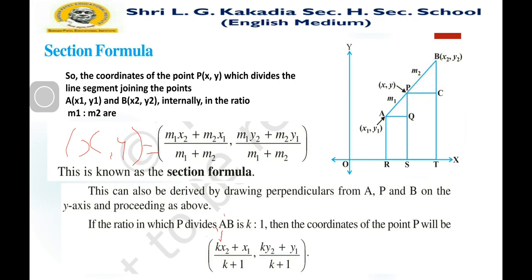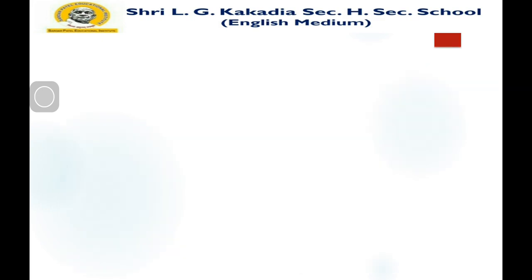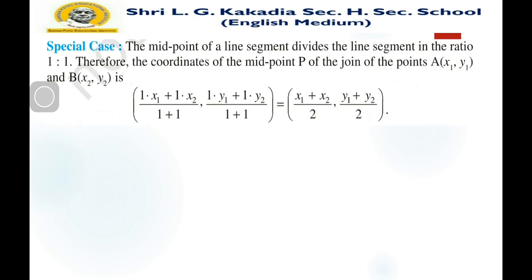So the ratio, then after we can find the coordinates of the midpoint. Here you can see it is a special case. The midpoint of a line segment divides the line segment in the ratio 1 is to 1 because it is the midpoint. So AP is equal to PB, which means m1 is to m2 is equal to 1 is to 1.